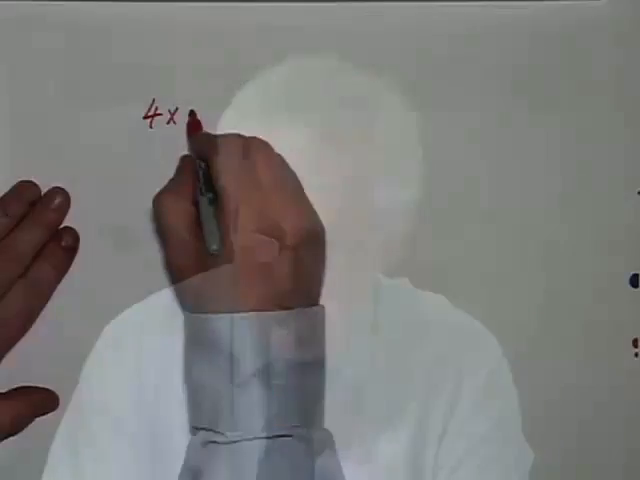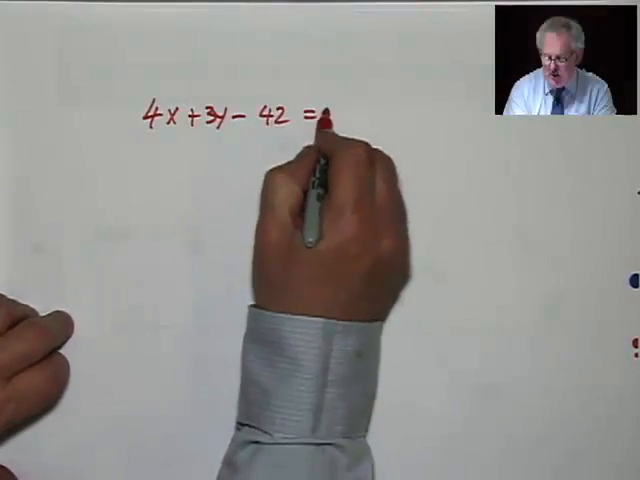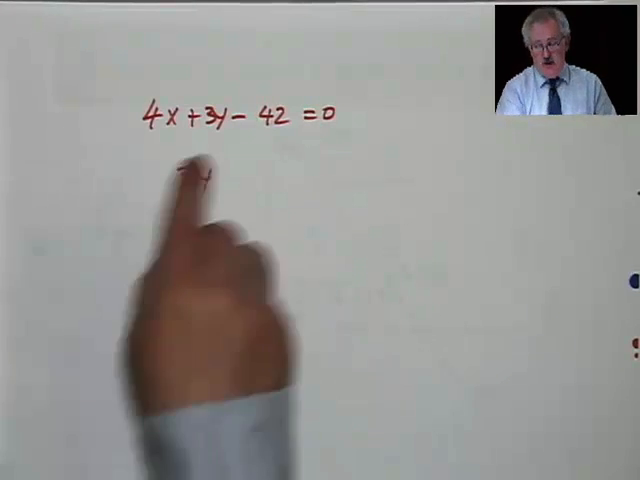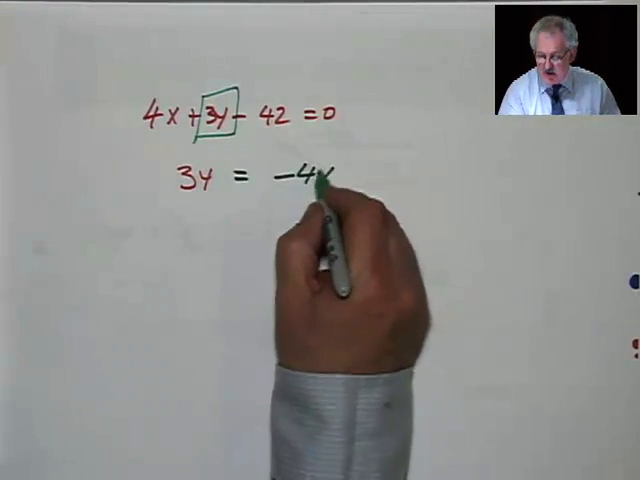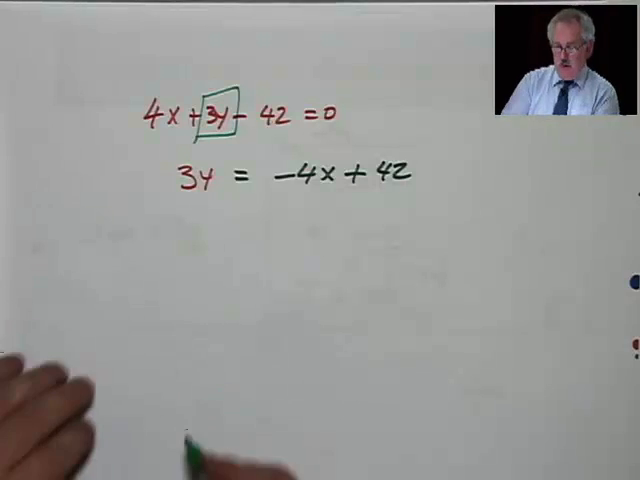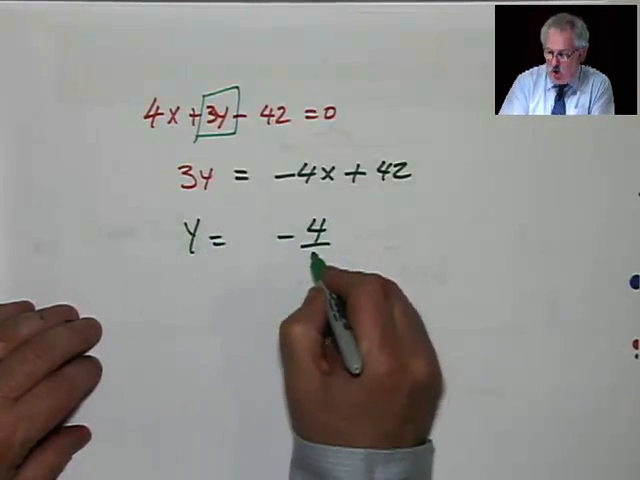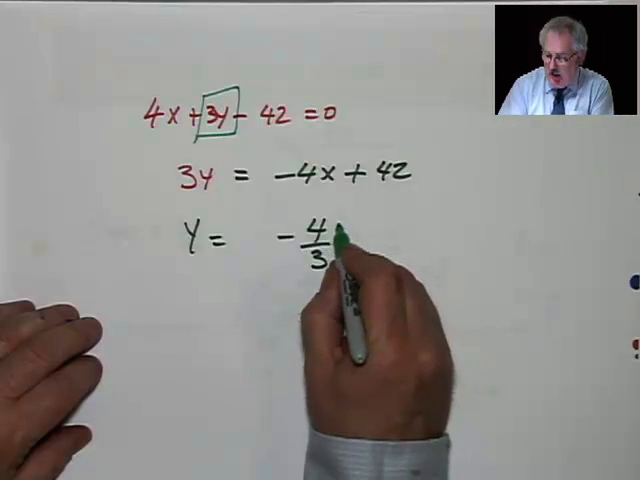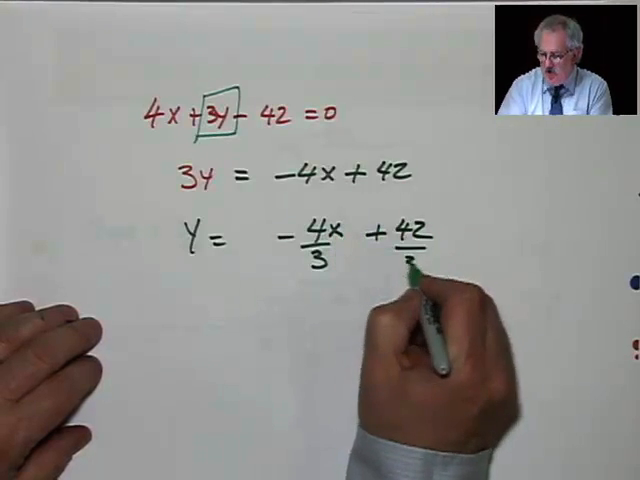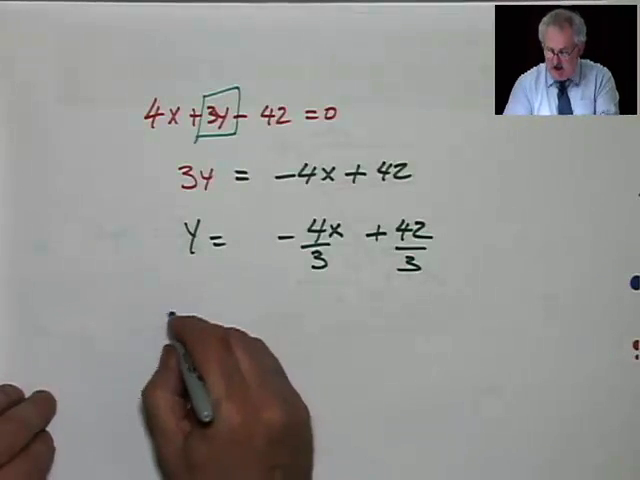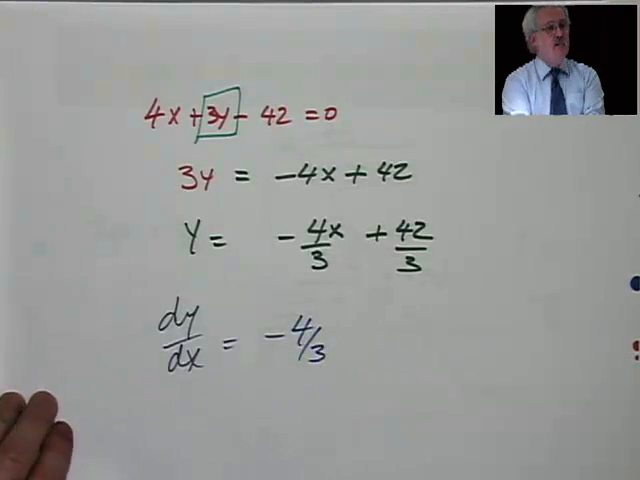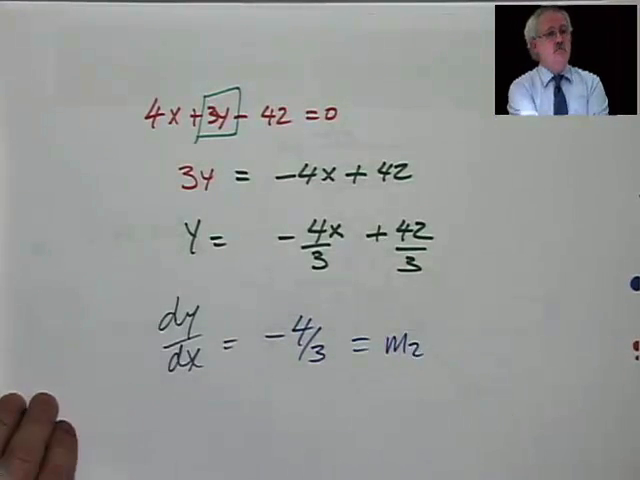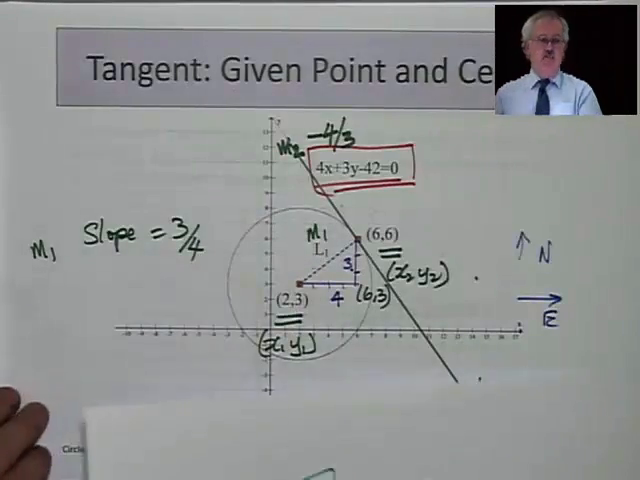And just to feel a little bit reassured, 4x plus 3y minus 42 is naught. 3y, if I left the 3y on this side on its own, would be equal to minus 4x plus 42. y would be equal to minus 4 over 3 x plus 42 over 3. dy/dx would be, if y is equal to that, minus 4 over 3, which is M2. So the slope of the line, the m, all of that stuff is there.